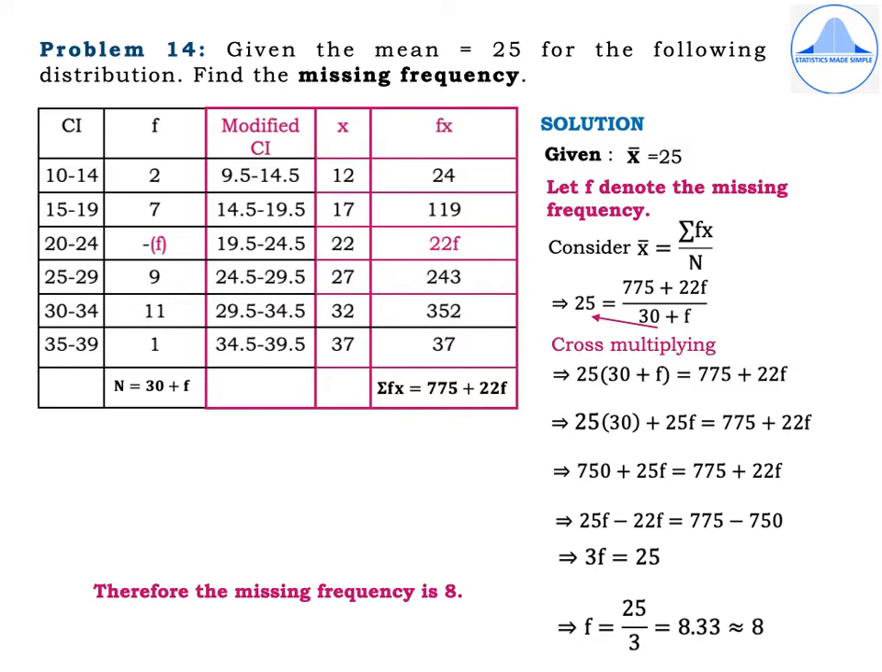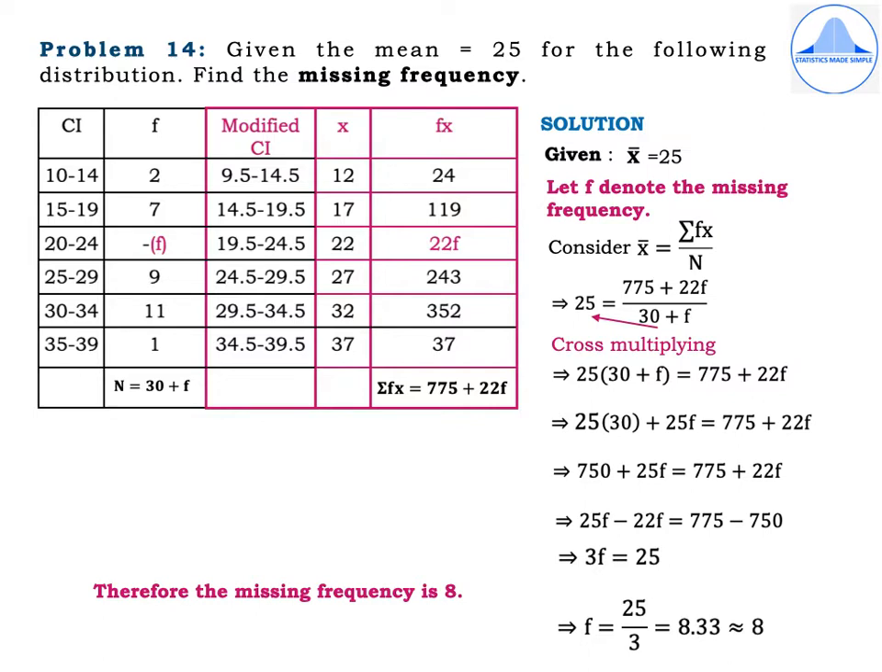Now the first step is to find out the sum of the frequencies, that is capital N, which is equal to 30 plus F. Now the next important step is, since the class intervals are in the inclusive form, we first need to convert them into the exclusive form to get the modified class intervals. So the modified class intervals are 9.5 to 14.5, 14.5 to 19.5, 19.5 to 24.5, 24.5 to 29.5, 29.5 to 34.5, and 34.5 to 39.5.